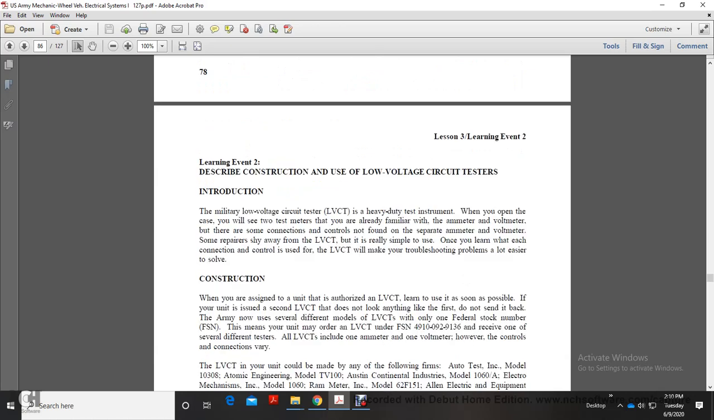Learning event 2. Describe the construction and use of the low voltage circuit tester. The military low voltage circuit tester is a heavy duty testing instrument with two test meters in the case. You're already familiar with the ammeter and voltmeter, but they are in connection with the control of the load. Some repairers shy away from the low voltage circuit tester simply because it looks complicated. Once you've learned each of the connections and controls of the low voltage circuit tester, it will make troubleshooting problems a lot easier to solve.